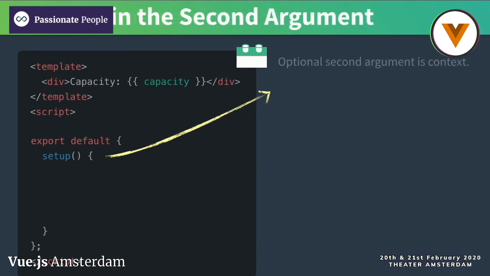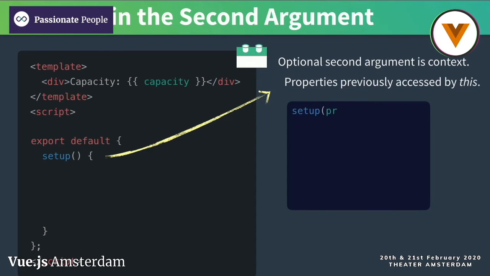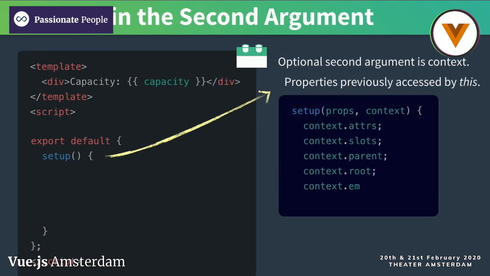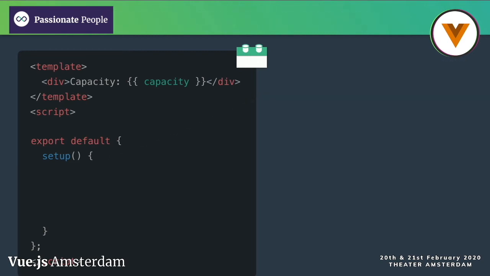The second argument here is context. So that's how we get access to everything we'd normally get access to using this. It looks something like this. We can get access to attributes, slots, parent, root, and emit from here. In our case, we don't need any of this.